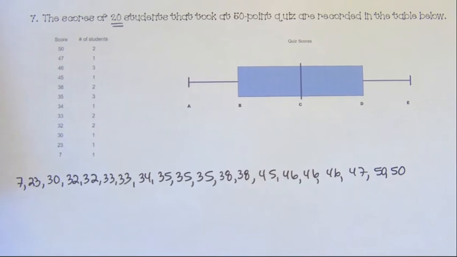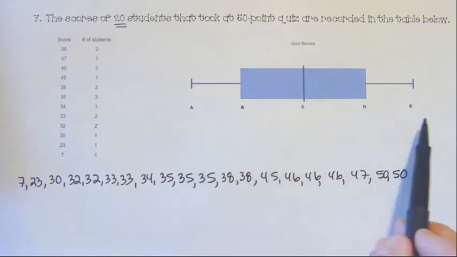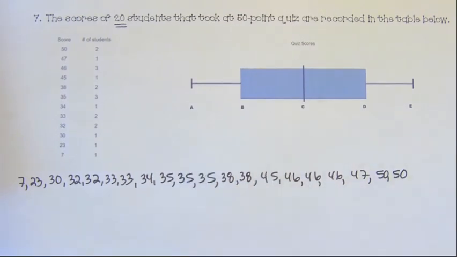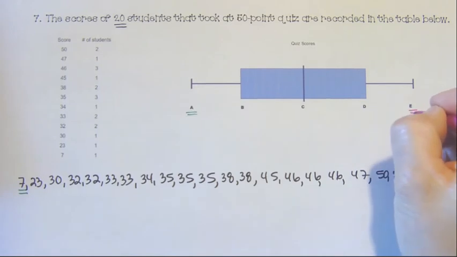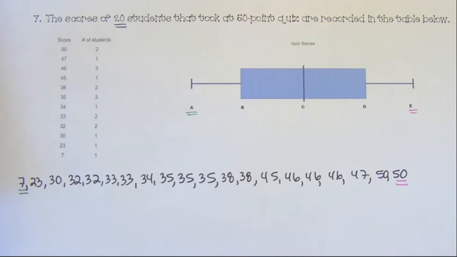All right, so A and E, those are going to be my biggest and my smallest numbers. So A is my smallest number. E is going to be my biggest number. So that's how you always find the beginning and the end. Those should be easy numbers to find. It's B, C, and D that are a little trickier.